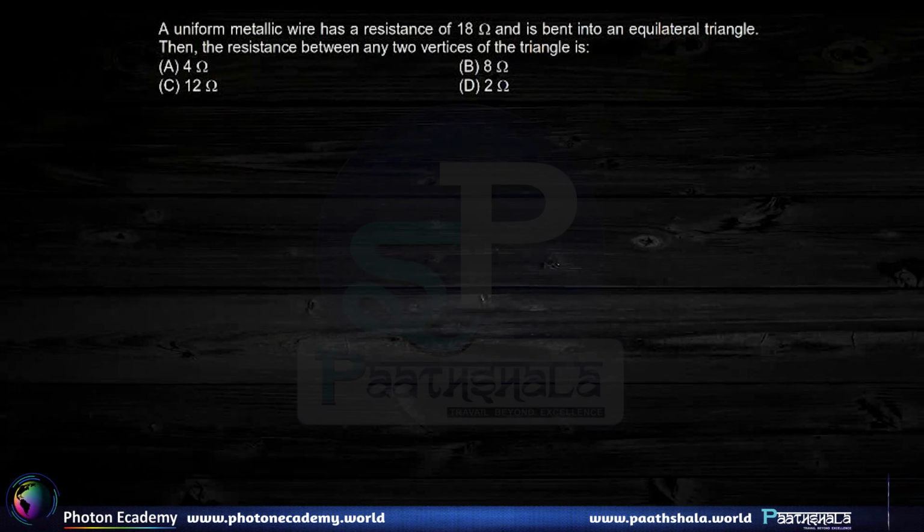A uniform metallic wire has a resistance of 18 ohms and is bent into an equilateral triangle. Then the resistance between any two vertices of the triangle is.